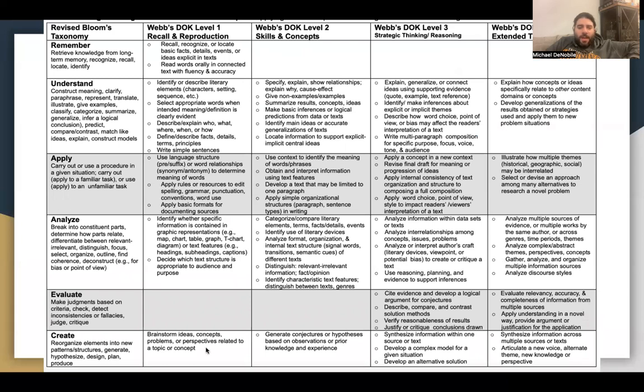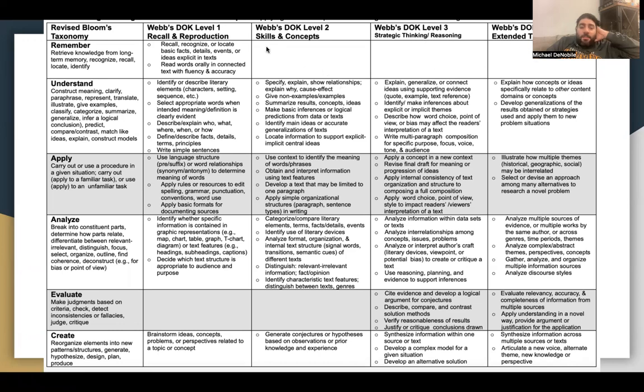So now this brings us to Hess. Just know that this says DOK level 4 extended thinking. Karen Hess developed this matrix by using Bloom's taxonomy on the left side. And you'll notice the remember level, understand level, apply level, analyze level, evaluate level, and the create level. And then she put Webb's DOK across the top. So here there's the recall and reproduction level, the skills and concepts level, the strategic thinking and reasoning level, and then the extended thinking level.